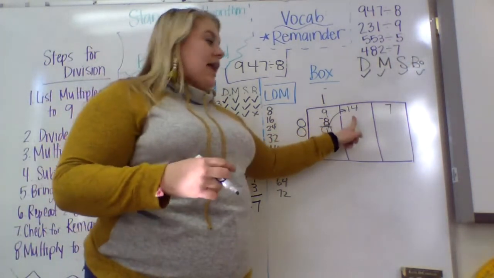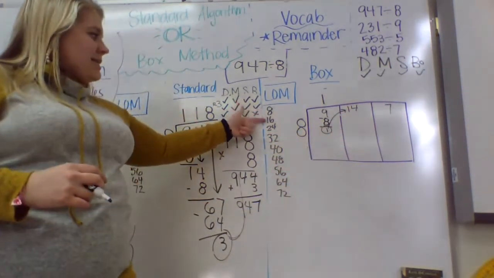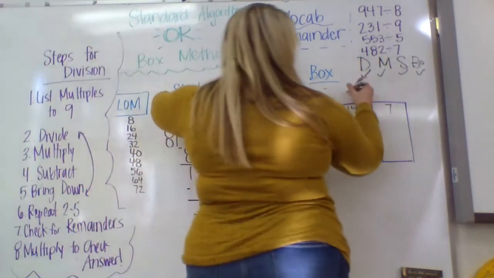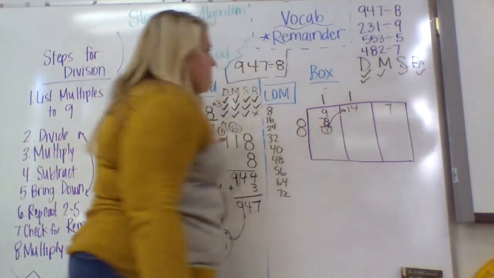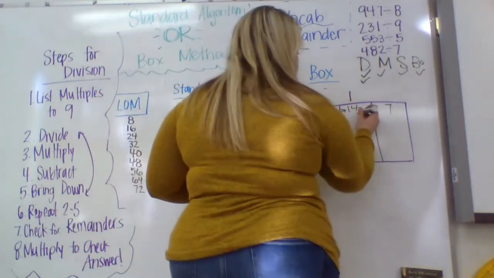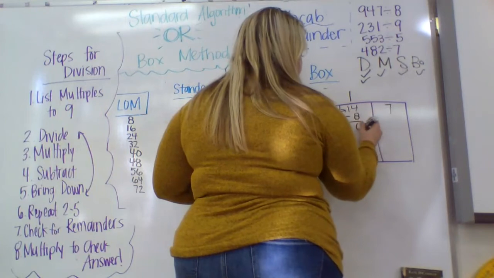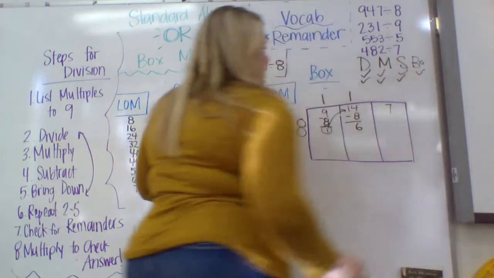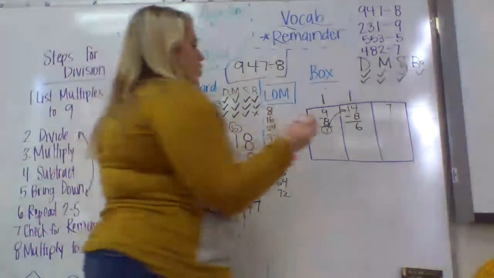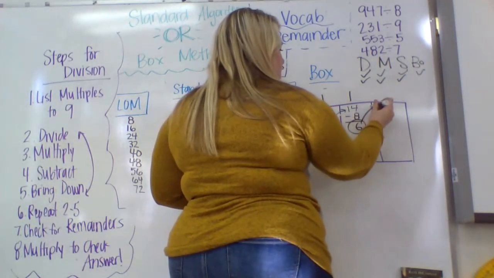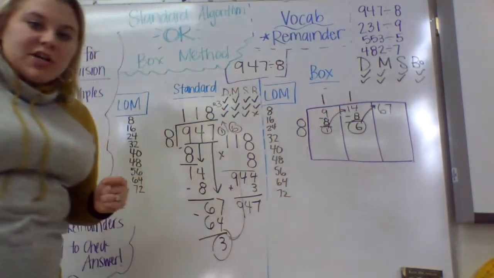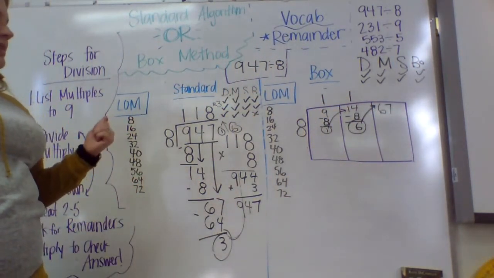How many times can 8 go into 14? 8, 16, that's too much, so we've got to go back. 8 can go into 14 one time. Now I'm going to multiply. 1 times 8 is 8. When I subtract, I get 6. 14 minus 8 is 6. Now I'm ready to circle this 6 and bring it over. I've got check marks all the way across, so I'm ready to start the process again.